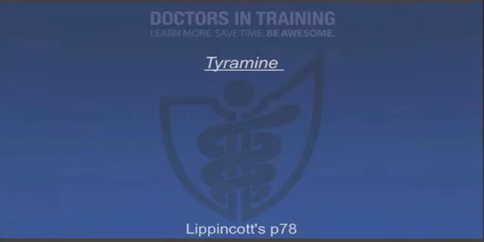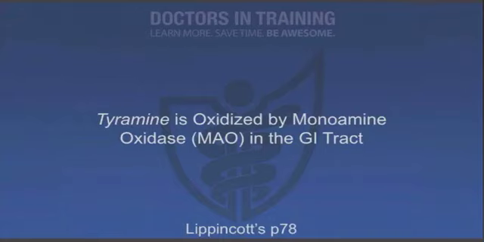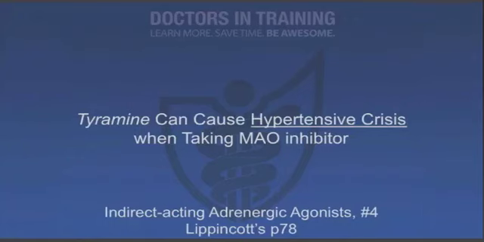The second indirect acting adrenergic agonist I want to mention is tyramine. And tyramine isn't really clinically useful. It's common in fermented foods like ripe cheese and Chianti wine. Like amphetamine, tyramine can enter the nerve terminal and basically potentiate the effect of norepinephrine. However, tyramine is oxidized by MAO in the GI tract. So if a patient is taking MAO inhibitors, tyramine found in cheese and in Chianti wine becomes particularly important because this agent can cause serious hypertension.